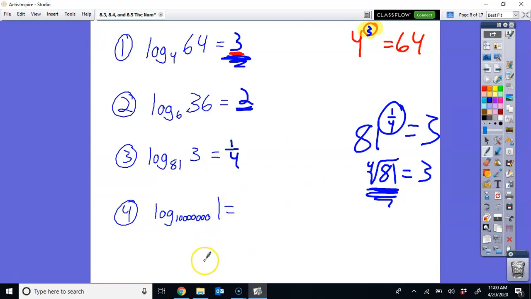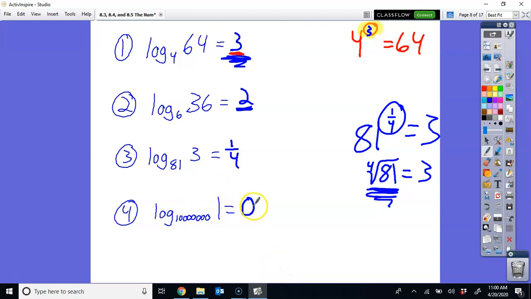Now, the last one looks ridiculous when you first look at it. Log base 10 million of 1? Mr. Harrison, there's no way I can figure that out. Remember what I said. This base raised to this exponent equals 1. How do you raise something to a power and get 1? Raise it to the 0 power.